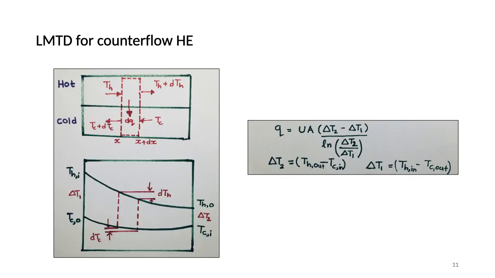So now we have developed a formula for log mean temperature difference of a parallel flow heat exchanger, and we can use the same procedure for the determination of the log mean temperature difference of a counter flow heat exchanger. But here delta T2 is equal to Th out minus Tc in, and delta T1 is equal to Th in minus Tc out.